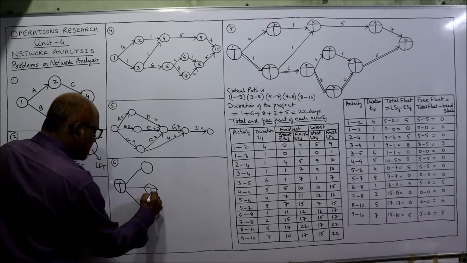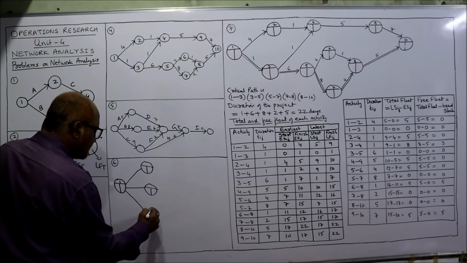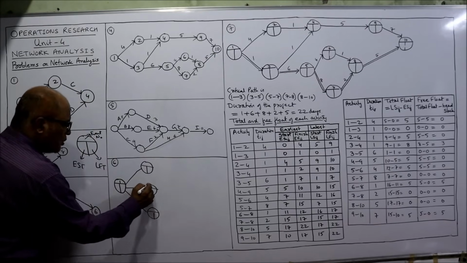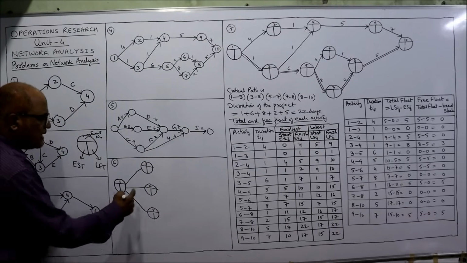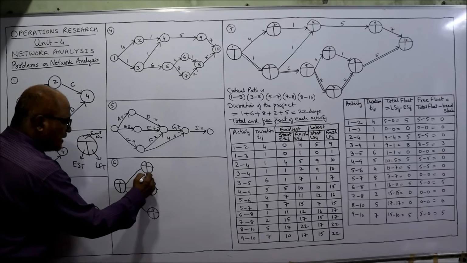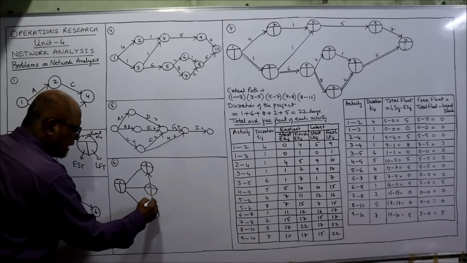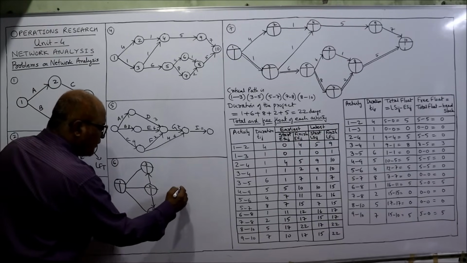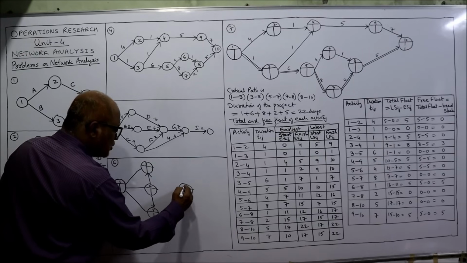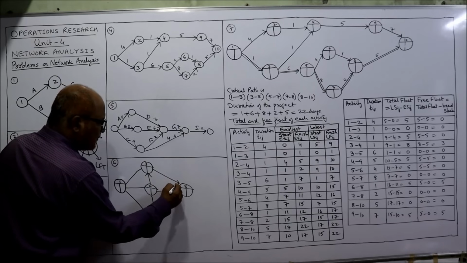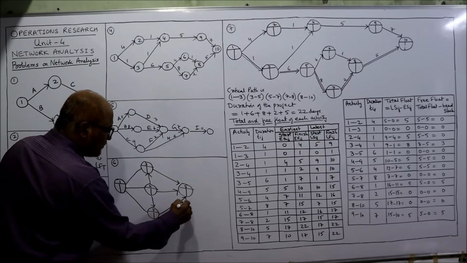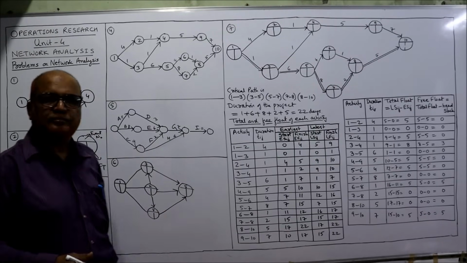So 3 parts I am making for each circle, right? This is 1 to 2, this is 1 to 3, this is 1 to 4. Now it is saying 2 to 3, so upside, 2 to 4, downside, then 2 to 5. So here I am making 2 to 5. Then 3 to 5 and 4 to 5. That's what is given in the problem.